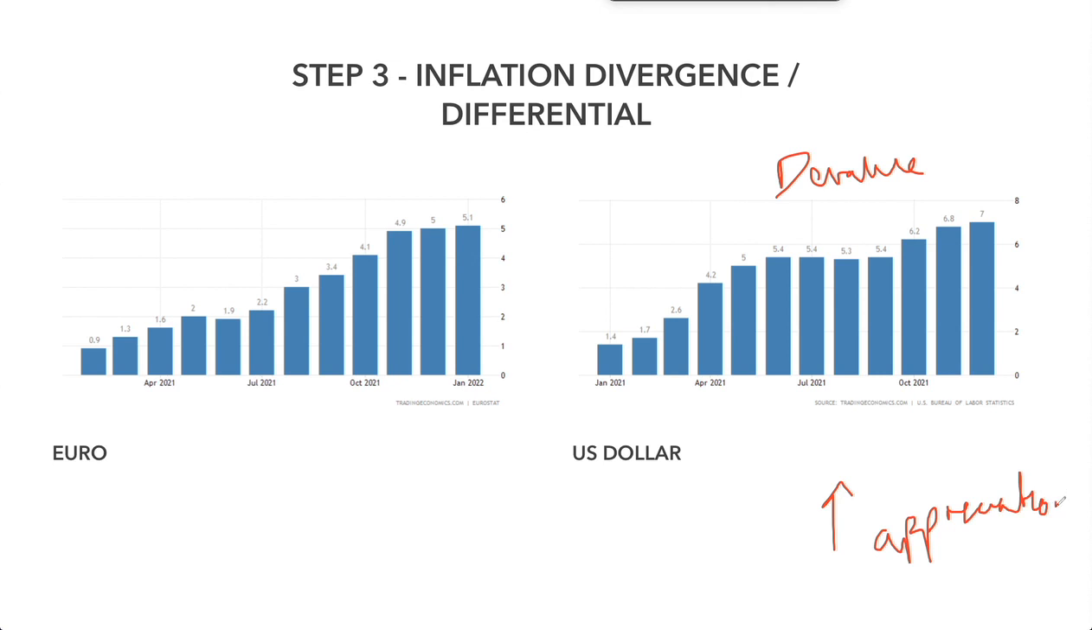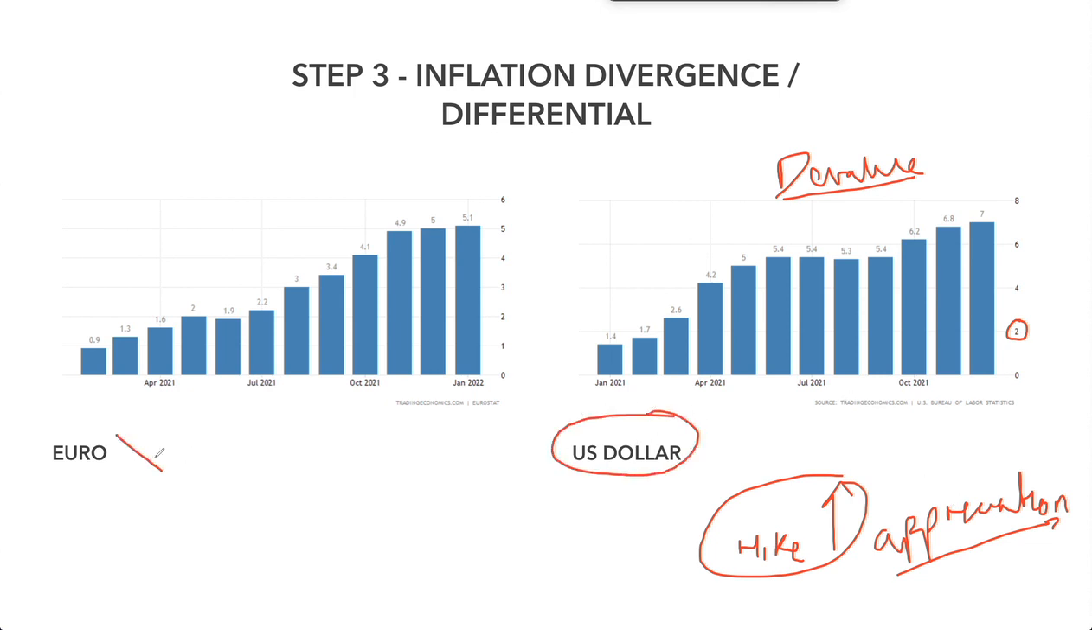So a hike in rates, or a rise in rates. If something is becoming more devalued, the only way to get it back to the 2% target is to try to appreciate it. So the central bank is likely to hike rates. And if they're hiking rates, causing an appreciation, then you should be buying the dollar, because the euro are not looking to hike rates anytime soon. Because they were lagging behind.